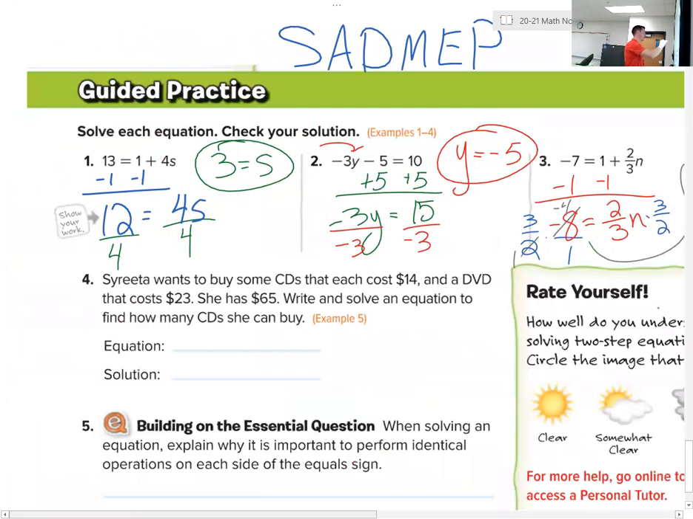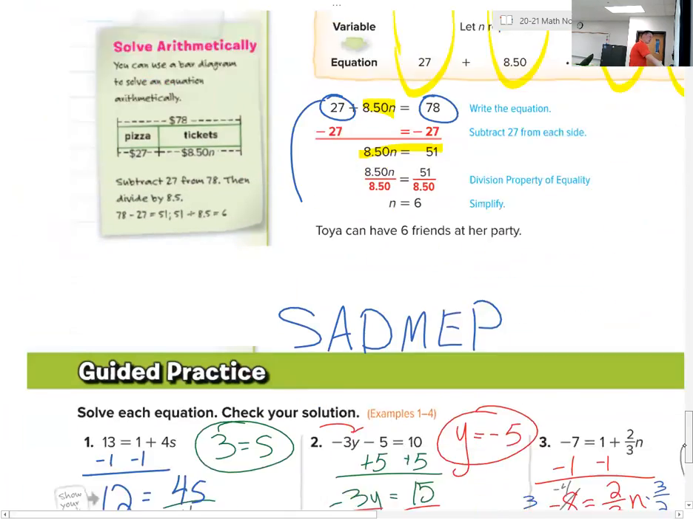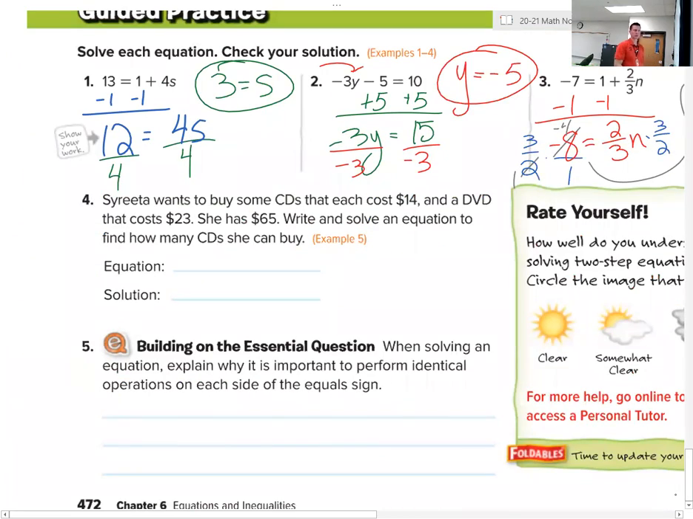All right, last example. Serena wants to buy some CDs, because, you know, you guys are all buying CDs these days. Yeah. And a DVD. When was the last DVD you bought? CDs that cost $14 and a DVD that costs 23 bucks. She has $65. Write and solve an equation to find out how many CDs you can buy.